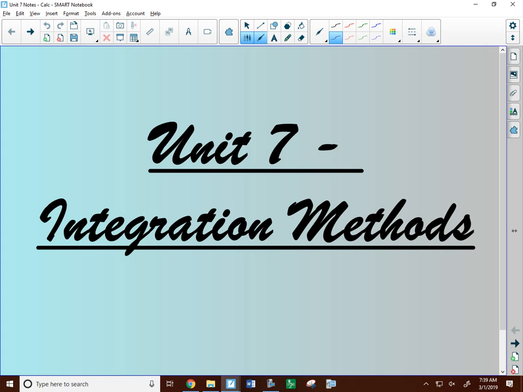And really, it's building to our last unit, which is full integral applications, which is really fun. Okay, so we're looking at integration methods. How can we find different integrals?